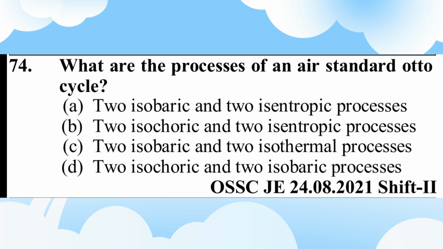Friends, question number 74. What are the processes of the air standard Otto cycle? A. 2 isobaric and 2 isentropic process. B. 2 isochoric and 2 isentropic process. C. 2 isobaric and 2 isothermal process. D. 2 isochoric and 2 isobaric process. Otto cycle, 2 isochoric and 2 isentropic process. B. Constant volume and the isentropic.